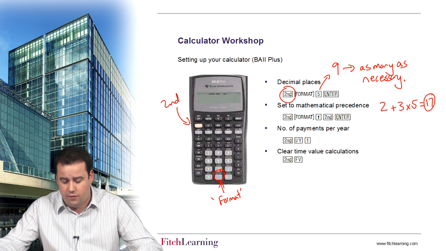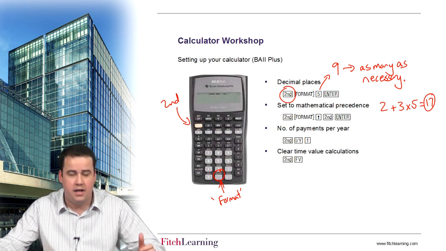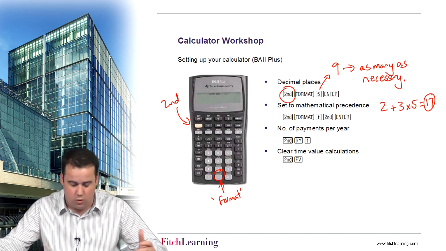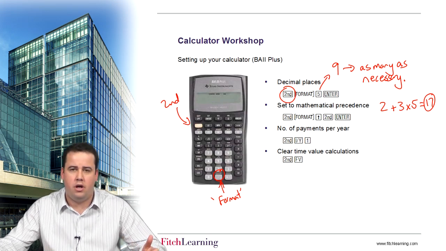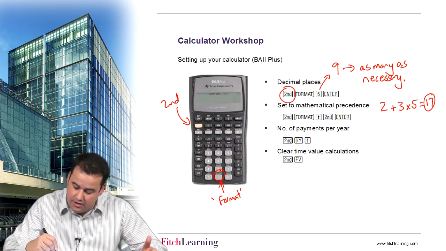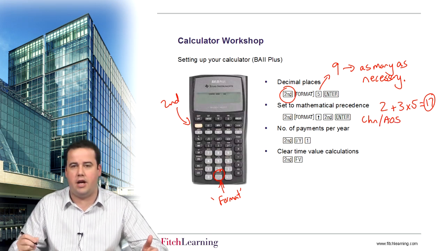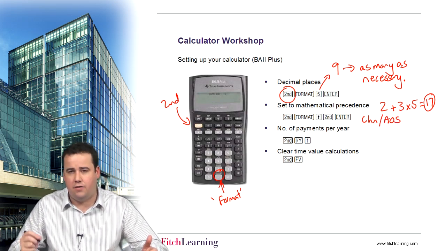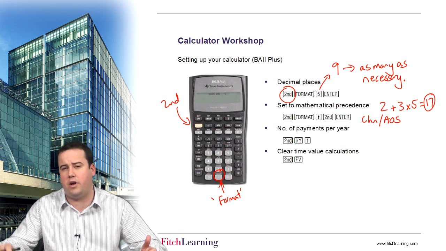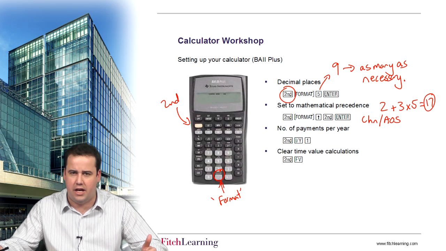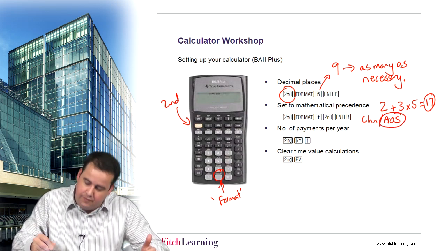Everyone's different though. If you want to change that, you hit second format. Now when you hit second format, it says DEC equals, and then hit the up arrow. When you hit the up arrow, it will either say CHN or AOS, okay? If you were getting 25, your calculator will say CHN. If you were getting 17, your calculator says AOS. Most people are going to prefer AOS.